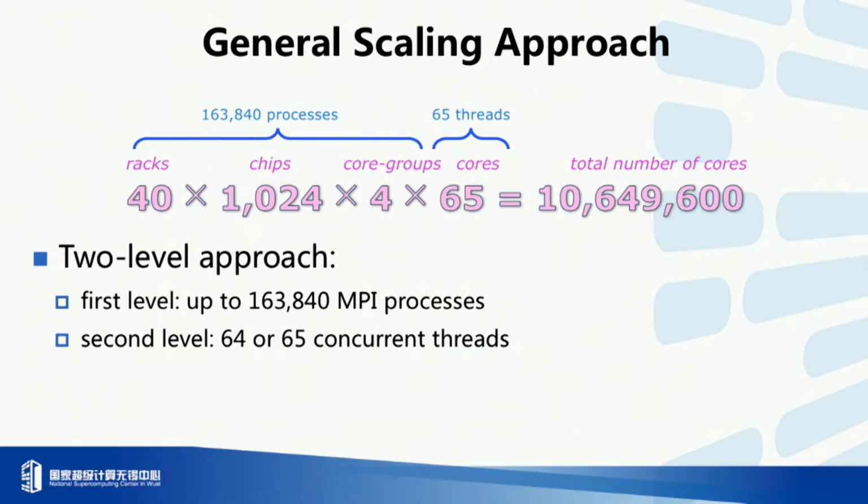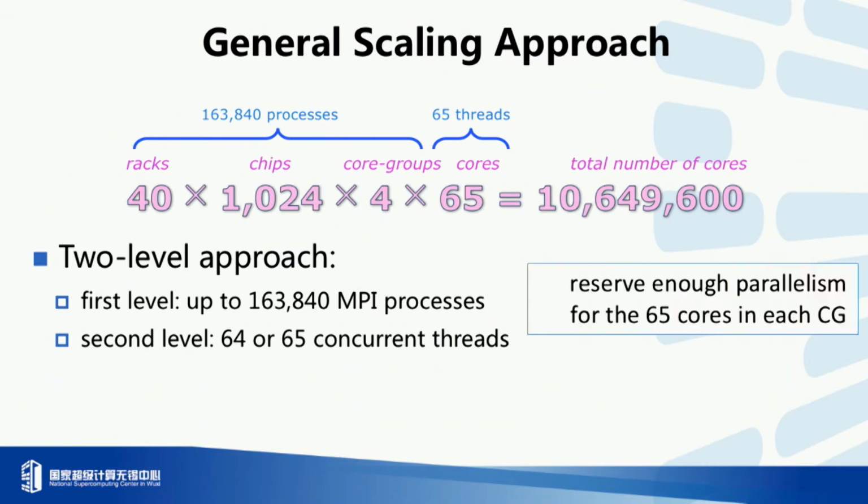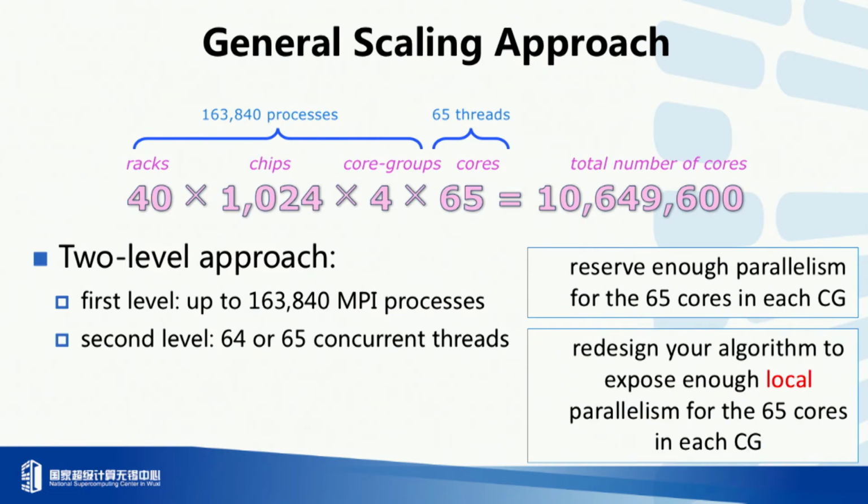So to scale is also a two-level thing. At the first level, we have to scale up to, at the maximum level, 160,000 MPI processes. And then inside each MPI process, we can have 64 or 65 different threads. So when you design your algorithm, you have to think about it slightly differently from before. You have to reserve enough parallelism for the 65 cores in each core group. Or actually, in most cases, you probably want to redesign your algorithm.